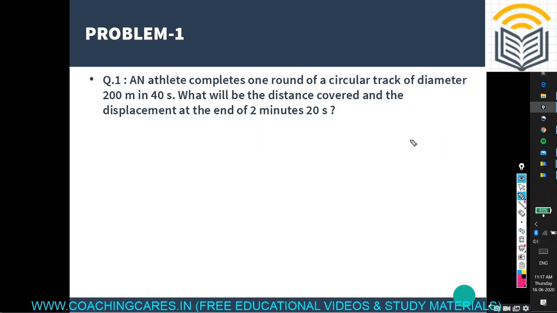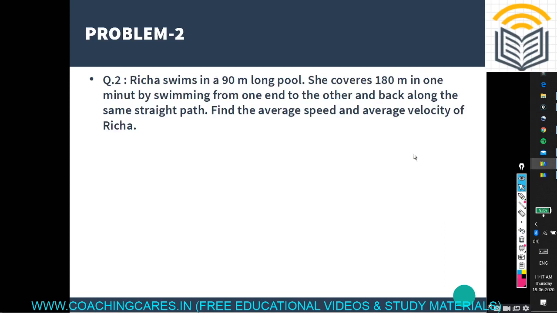Okay, so now I'll take another problem, problem number 2, in the next slide. In this slide, the question is: Richa swims in a 90-meter long pool. She covers 180 meters in 1 minute by swimming from one end to the other and back along the same straight path. Find the average speed and average velocity of Richa.